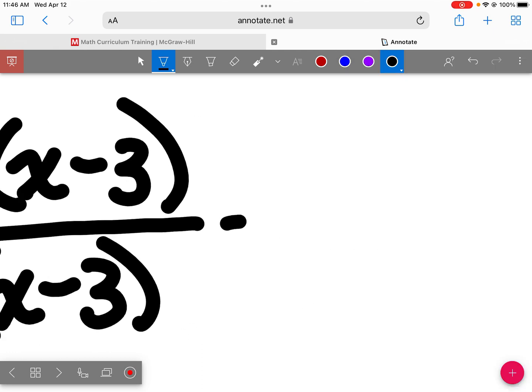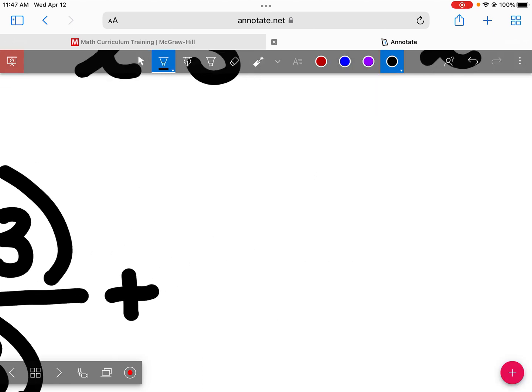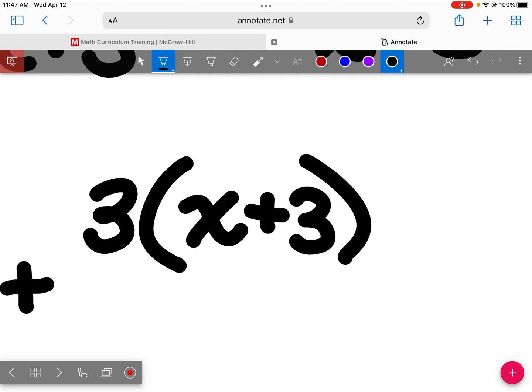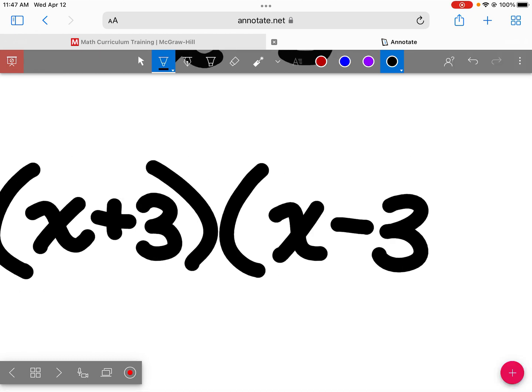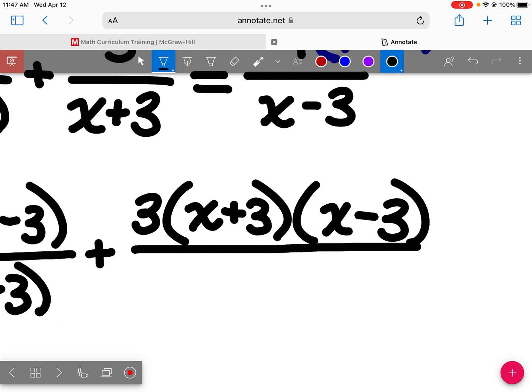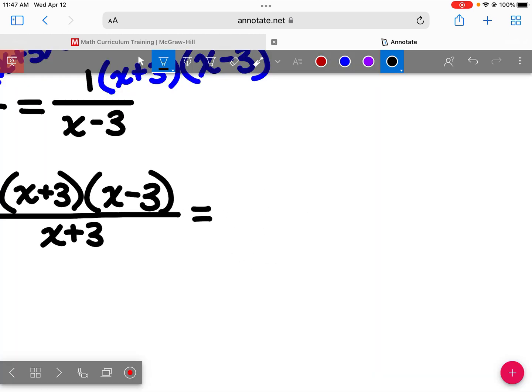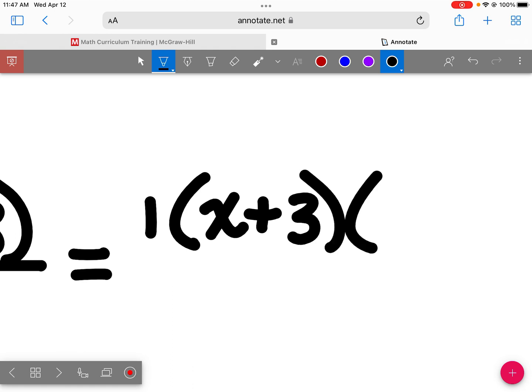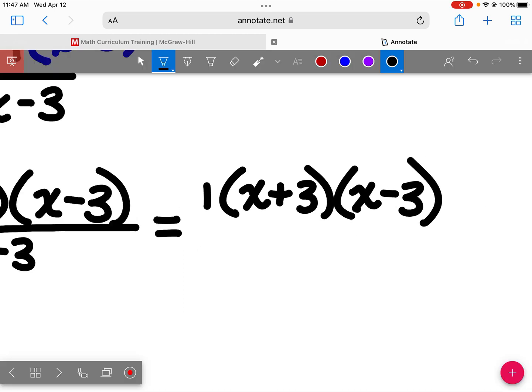Bring down my plus sign, and now I'm going to rewrite this fraction. What's up on top of this fraction? 3 and x plus 3 and x minus 3. This second fraction is over what? X plus 3. Now I'm going to bring down my equal sign. What's on the top of this last fraction? 1 times x plus 3 times x minus 3 over x minus 3.